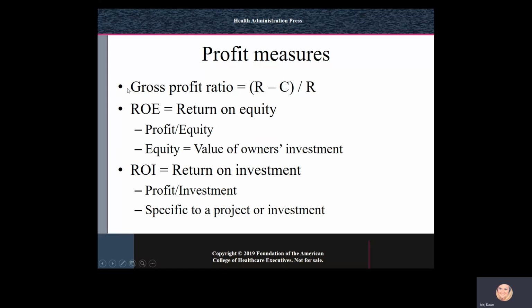So return on equity: profit divided by equity. Equity equals the value of the owner's investment. Return on investment: profit divided by investment, and that's specific to a project or investment.